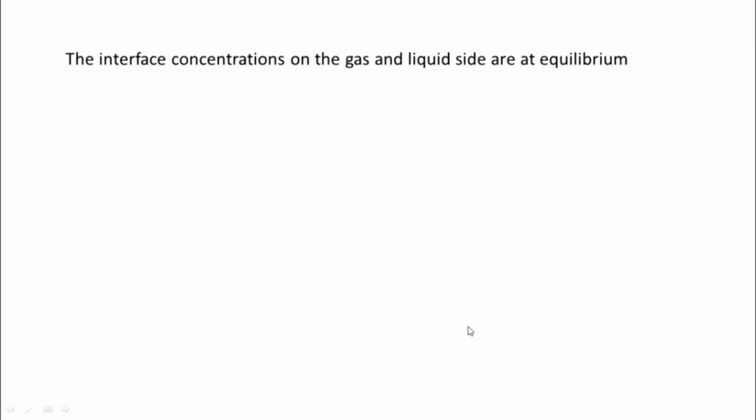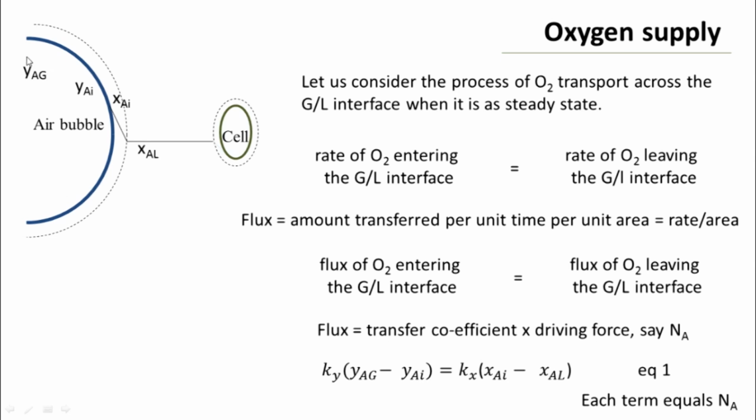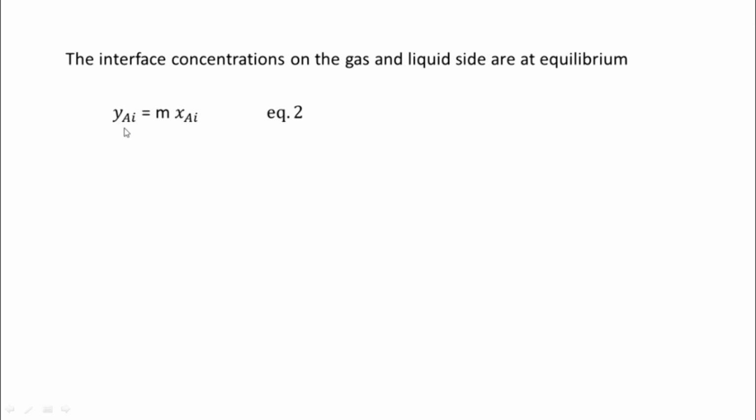The interface concentrations on the gas and liquid side are at equilibrium. That is what we said earlier too. The YAI and XAI are at equilibrium. They are equilibrium concentrations, and therefore YAI can be written as some constant into XAI. From a larger perspective, if you recall the equilibrium curves, it is typically YAI versus, the mole fraction in one phase versus the mole fraction in the other phase. It is usually a curve. So in certain regions, the curve can be approximated to a straight line. That's essentially what this means.